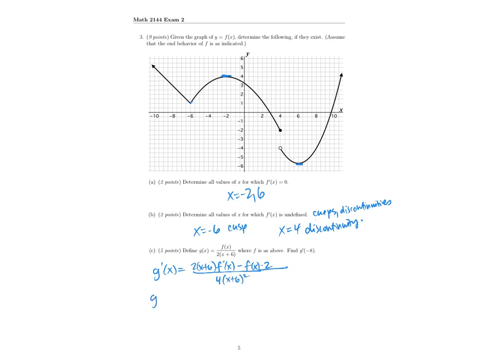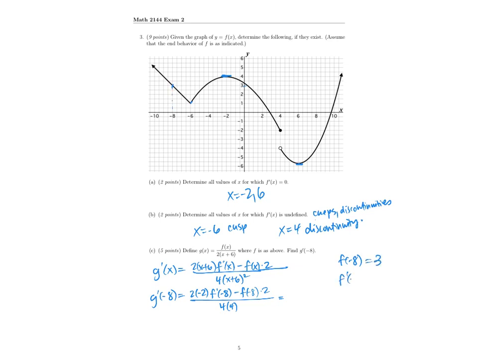Okay, and then what I want to evaluate is g prime of -8. And so that's going to be 2 times (-8 plus 6), which is -2, times f prime of -8, so I need to figure that out, minus f of -8 times 2, over 4 times (-8 plus 6) squared, which is (-2) squared, which is 4. Okay, so what is f of -8? I can look at my graph and I can see f of -8 is 3.